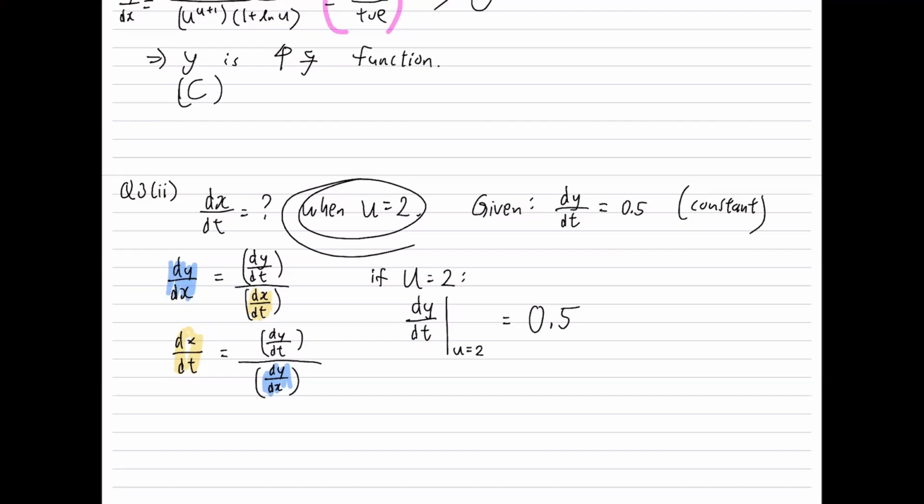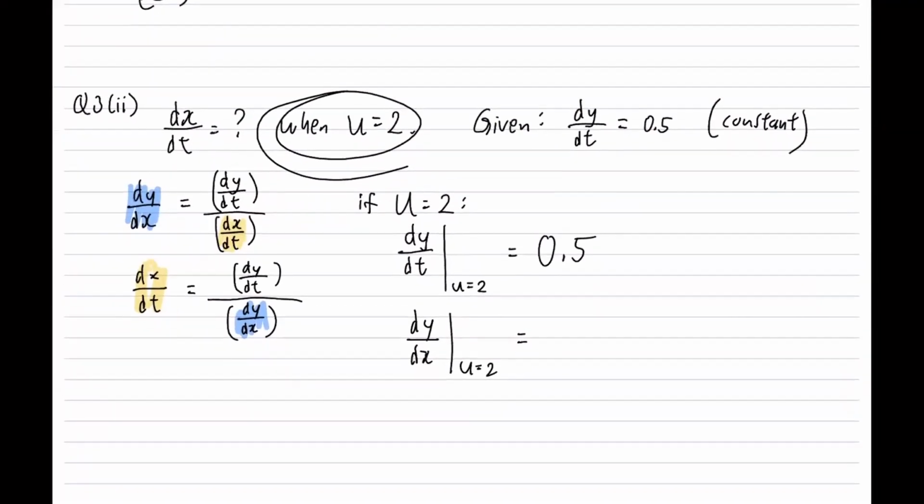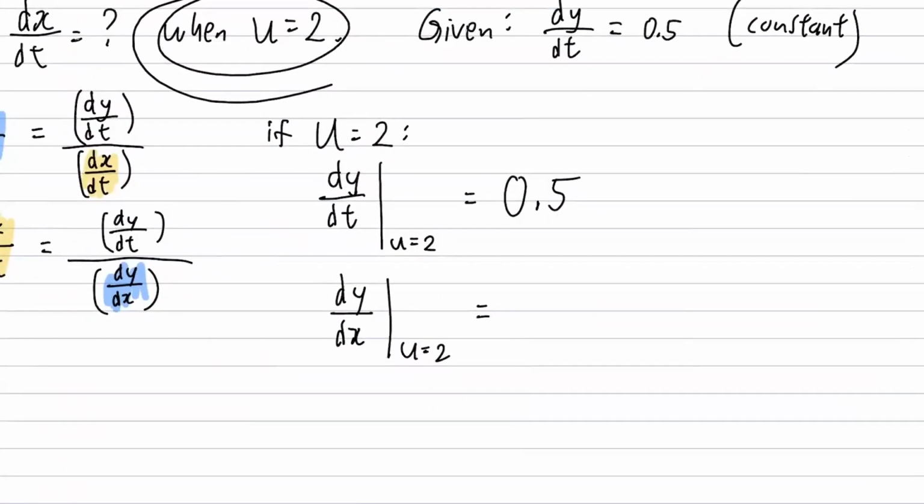How about your other guy, dy by dx? Oh, by the way, I'm choosing these two because of the fraction here, the numerator and the denominator. I'm trying to solve the fraction. So dy by dx when u is equal to 2, what would it be? You go back to the equation, or if you are not able to show the first part, that dy by dx equals 1 over whatever, then just make use of the formula now. 1 over u power u plus 1, so 2 power 2 plus 1, bracket 1 plus ln 2.